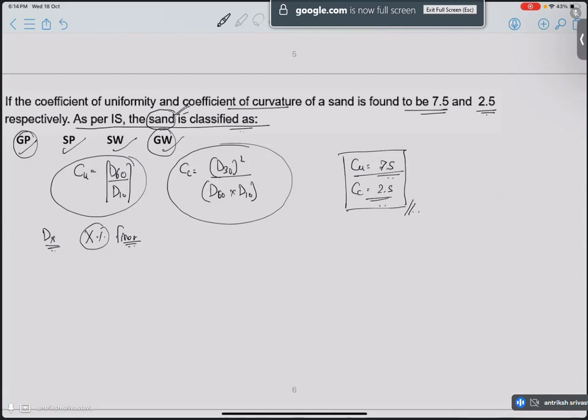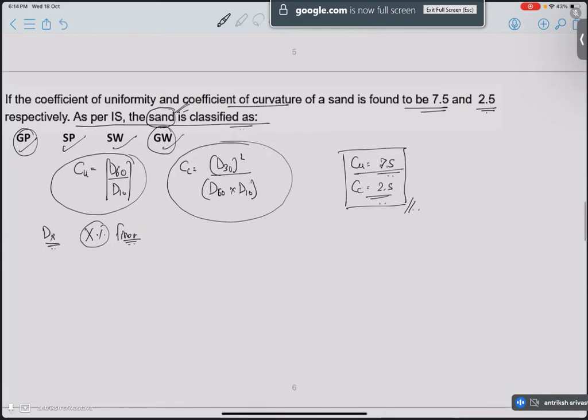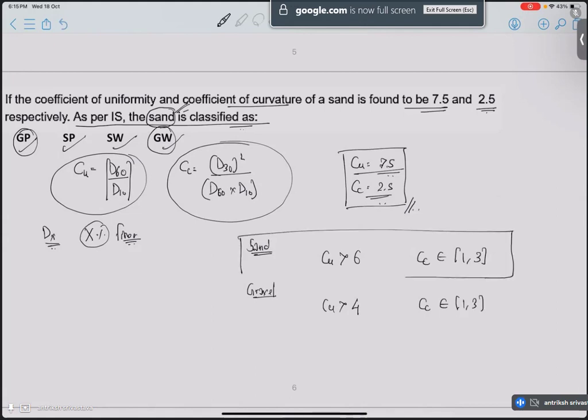So whether it is poorly graded or well graded, how do we identify that? If you remember, whenever we were given classification of sand or coarse material, we have to see that if it is sand, then the coefficient of uniformity, that is Cu, should be greater than 6 and Cc should fall in the range 1 to 3. And if it is gravel, then Cu should be greater than 4 and Cc should fall again between 1 and 3. Since it is sand, we will see whether Cu, that is coefficient of uniformity, is greater than 6.